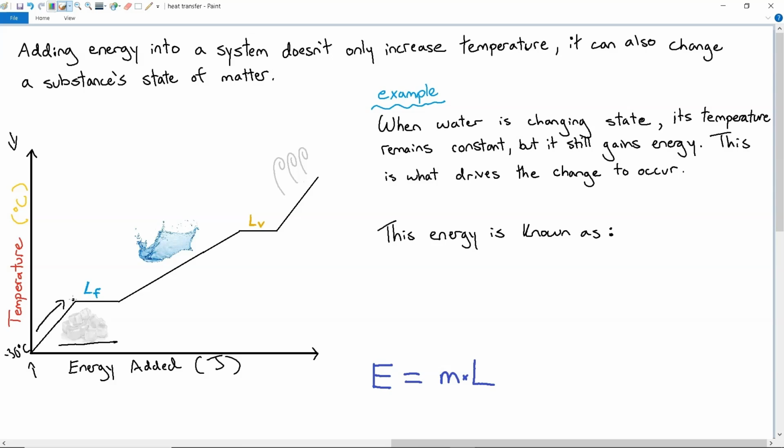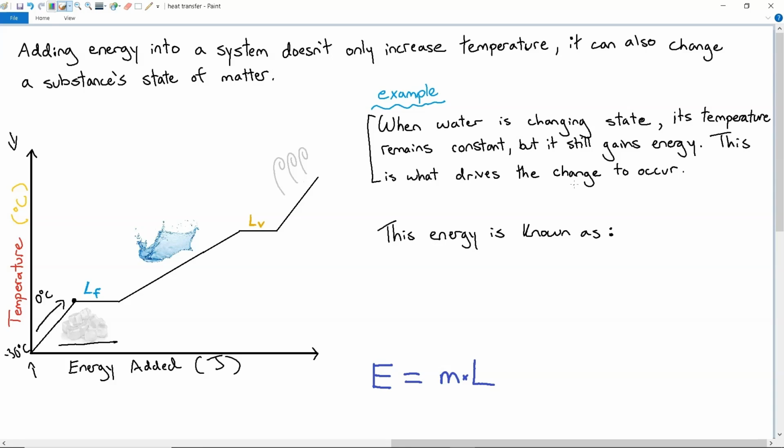But then when we reach a certain temperature, let's say this is 0 degrees, we can see that our slope kind of flatlines. And this is because what's happening here is our ice is turning into liquid water. So at this point, the temperature of the ice/water is not changing, but its state of matter is changing. And that's what the energy is doing. And that's just what I wrote here. When water is changing state, its temperature remains constant, but it still gains energy. This is what drives the change to occur.